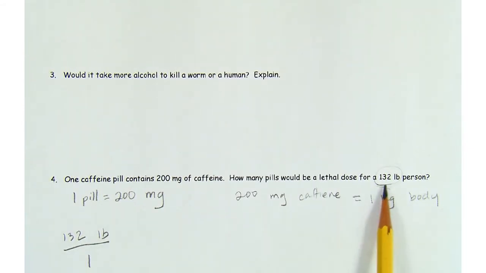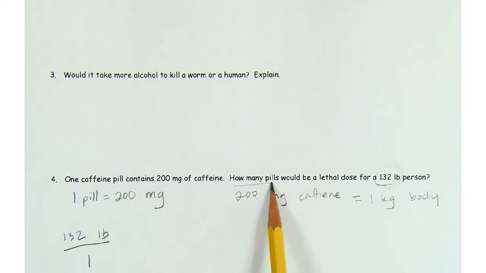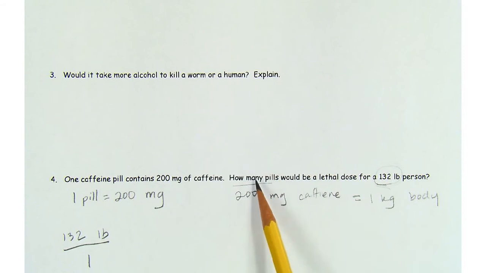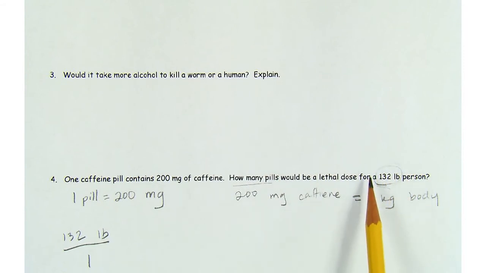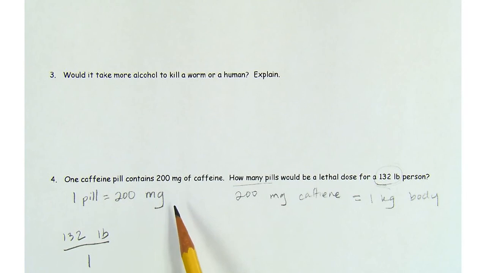You may be wondering why I started with this 132 and not these milligrams over here. If you notice, this is just a statement. The actual question starts right here at this how. How many pills would be a lethal dose for a 132-pound person? So I'm talking about a person, and the question's asking me how many pills. So I start here, okay, and not back here at this statement. I will need this eventually, but that's not where I start. So pounds over 1.